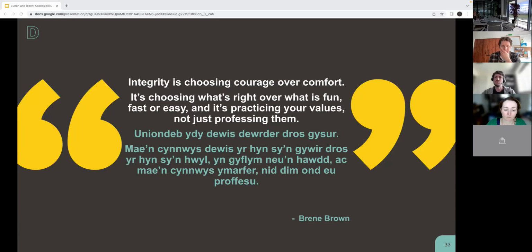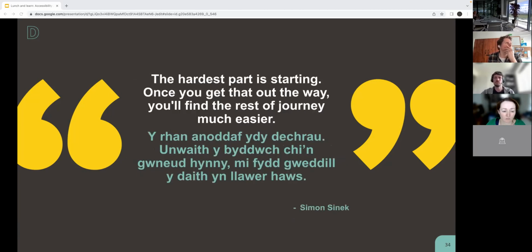We're talking about people that have a variety of different ways of accessing services. So really being true to our values and being courageous in asking some difficult questions or challenging our assumptions. And then the final quote I wanted to leave you with is Simon Sinek. The hardest part is starting. As I shared with you, there's a lot of things we can start doing today. There's quick wins, there's small incremental changes that will make a difference to somebody. Once you get started, you'll find the rest of the journey much easier.